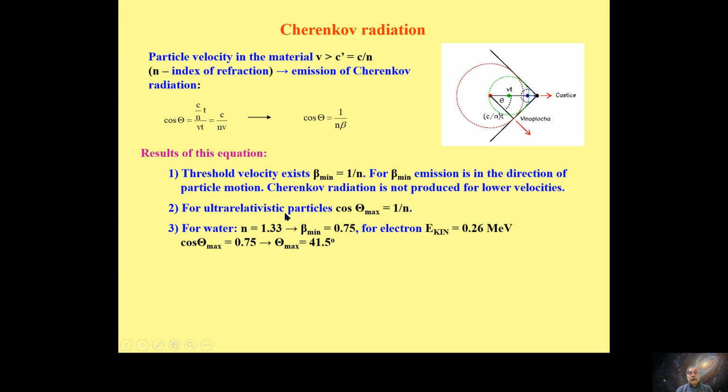Okay, for an ultra-relativistic particle with a velocity which is exactly the velocity of light in the vacuum, you will obtain a maximal angle which will be given as the inverse of this index of refraction. For example, for water we have an index of refraction of 1.33. From this, it's possible to calculate the minimal necessary velocity as 0.75 of the velocity of light.